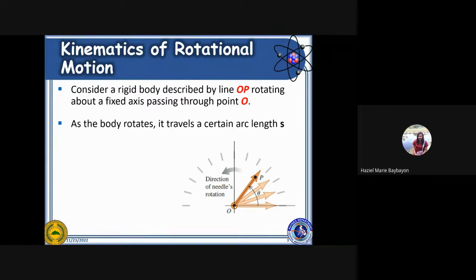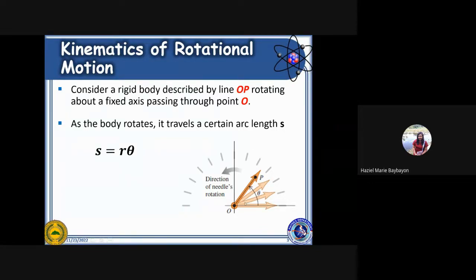Okay, now as the body rotates, it travels a certain arc length s. So for example, kung butangan ni siya nako og ink sa iyang tumoy, mag-trace na siya dira sa iyang path, okay? So from here up to here, we call it the arc length, which is denoted by the small letter s, okay? So the arc length can be mathematically defined as r times theta, okay?